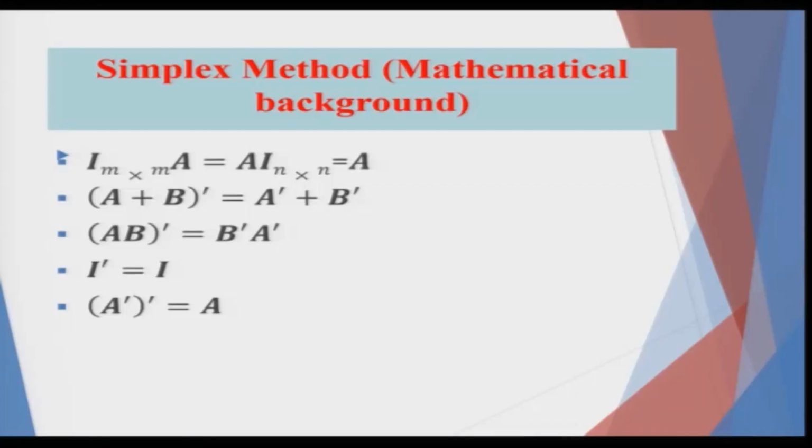If you take the transpose, (A plus B) transpose is equal to A transpose plus B transpose. If I multiply, (A B) transpose would be B transpose into A transpose. If you have 3 matrices, it will be just the reverse order of the transposes. The transpose of the identity matrix would be the identity matrix itself, and the transpose of a transpose would obviously give you back the same matrix.